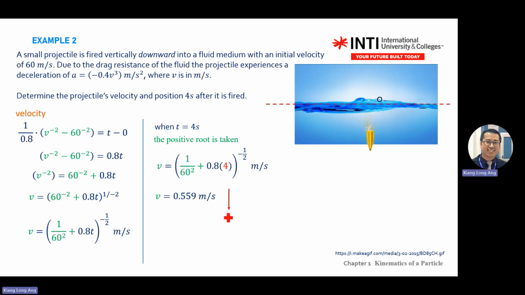Positive is going down, velocity. So I'm just giving you the illustration. If you're lazy to put this direction mark at the back of your answer, you go to your free body diagram and mark the positive value as going down. Okay, make sense? So that is the first part, to find velocity.